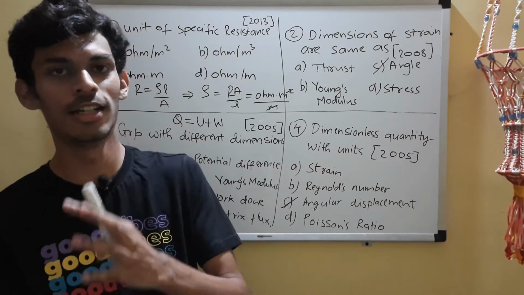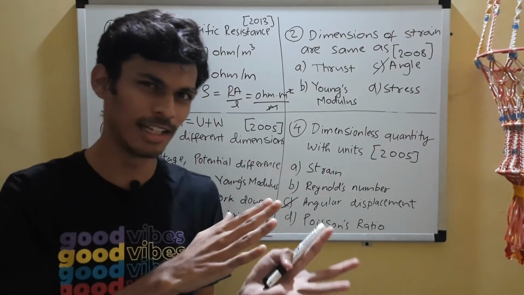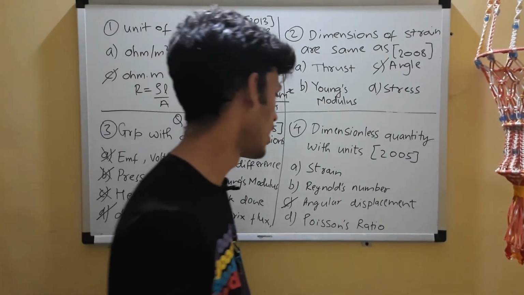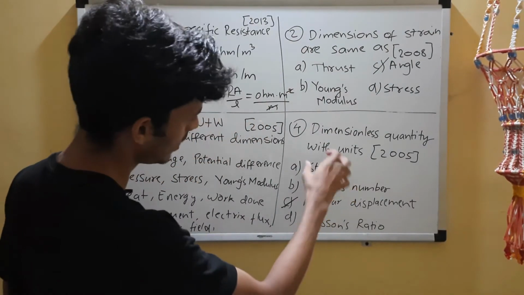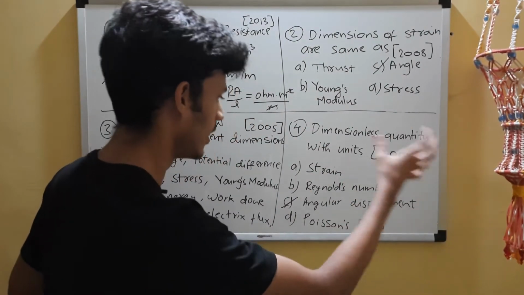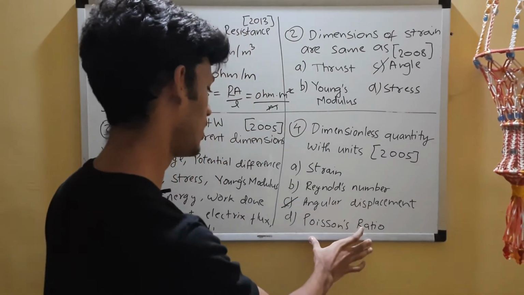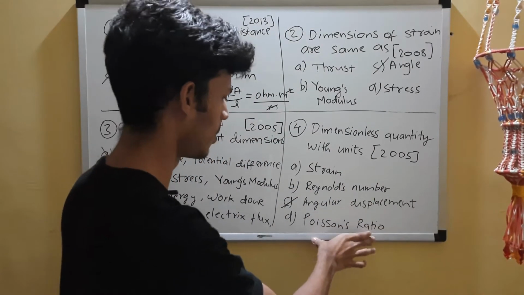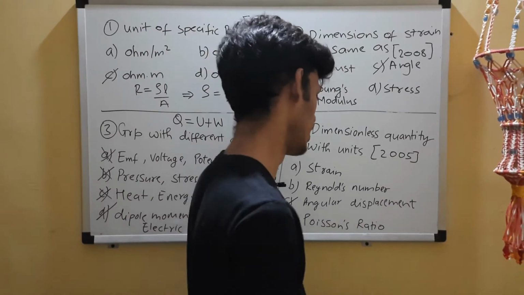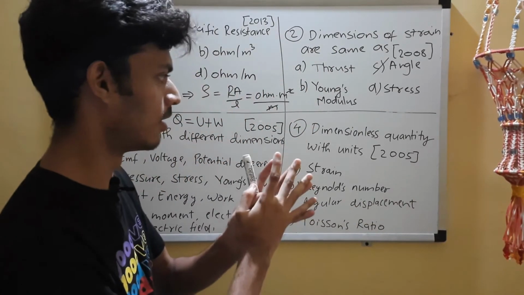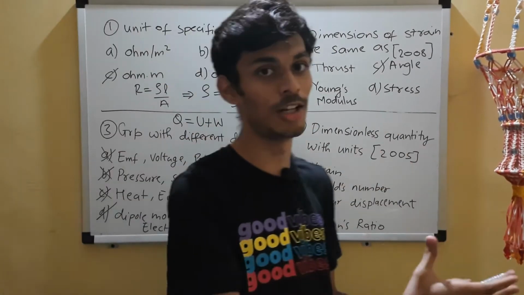So it's measured in radians, right? It has a unit, radians, but it is dimensionless. And all of these quantities, strain is dimensionless as well as unitless. Reynolds number is also dimensionless, unitless. Poisson's ratio, whatever you call it, is dimensionless, unitless. Only this one is dimensionless but has a unit, radians.